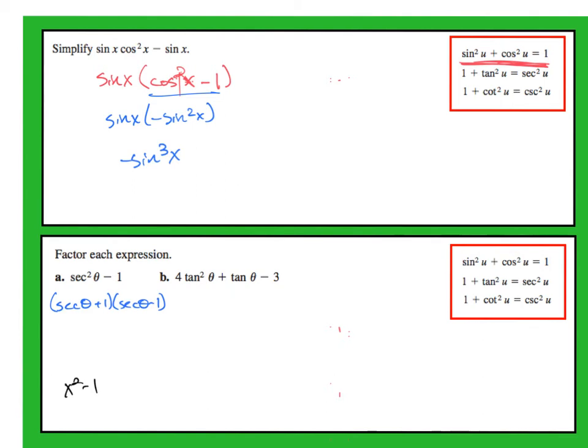All right. Let's look at this next one. I have 4 tangent squared theta plus tangent theta minus 3, and I'm going to factor it. So the way that I kind of want you to think about it right now is as 4x squared plus x minus 3. All right, that's kind of how I want you to think about it right there. Well, can you factor that?